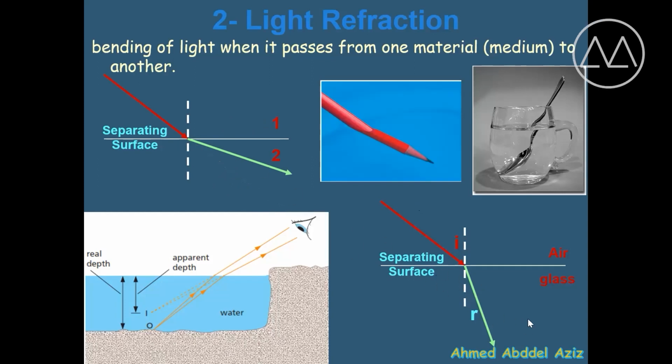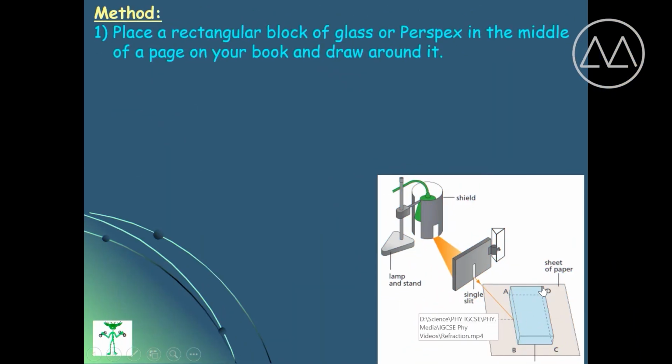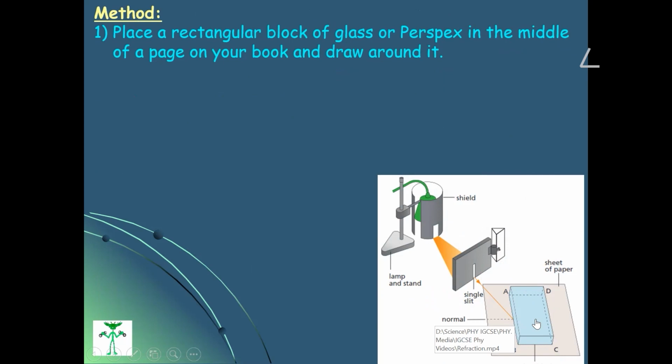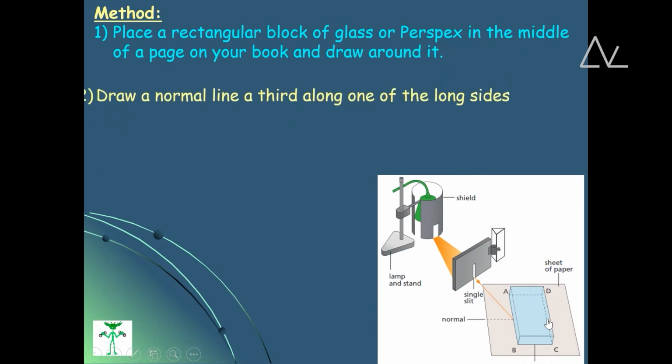This is according to from high density medium to low density medium or vice versa. If we have a rectangular glass block as shown, and we need to illustrate how the refraction occurs in it. First, place a rectangular glass block or a perspex in the middle of a page like this on your book and draw around it.